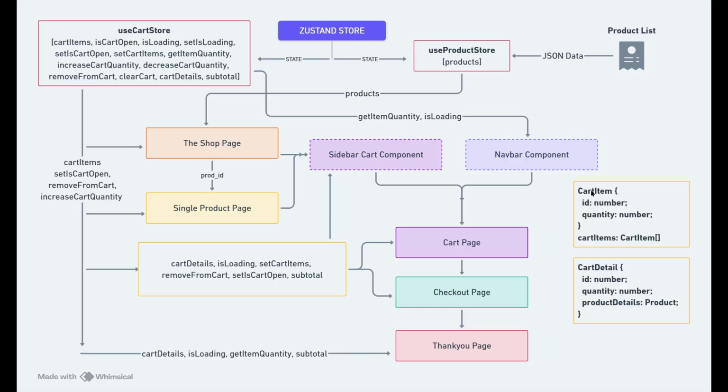A very simple object. But in here, what we are sending from Zustand is the cart items, which is an array of cart items. A very simple object, because in the shop and in the single product, we don't need any more details, right? And you will see why. Let's go to the shop.